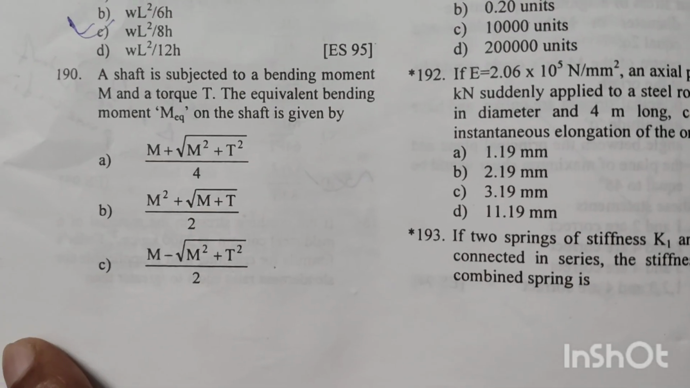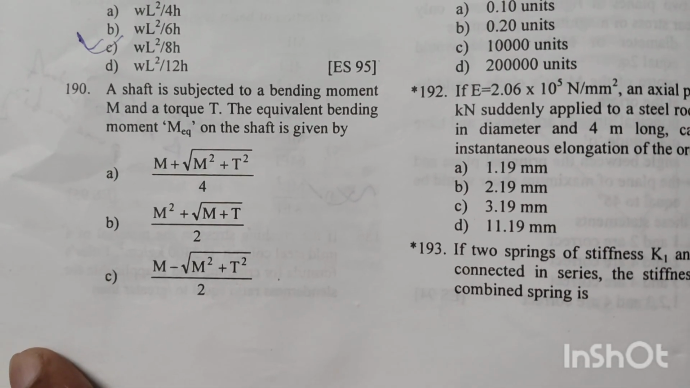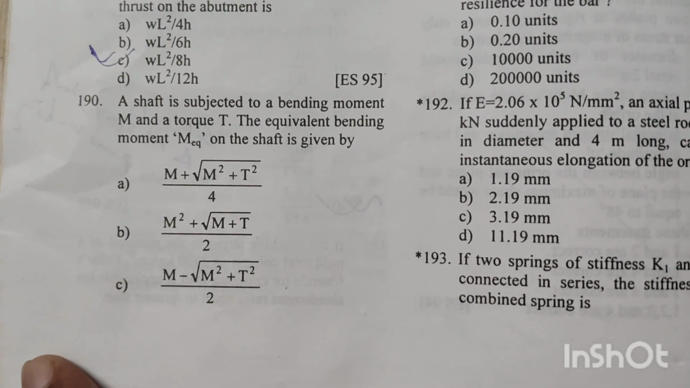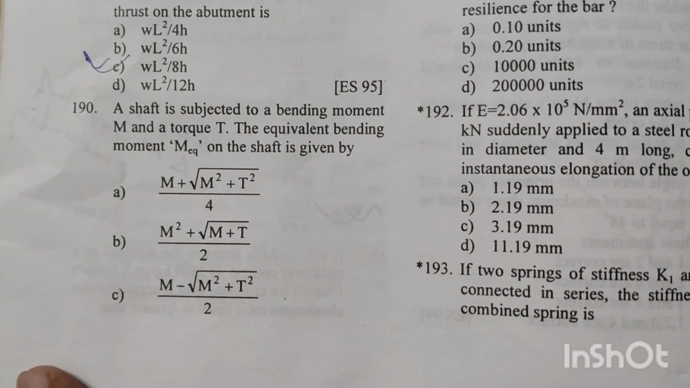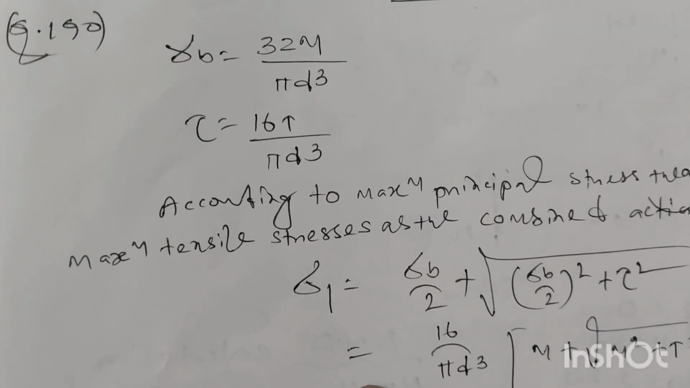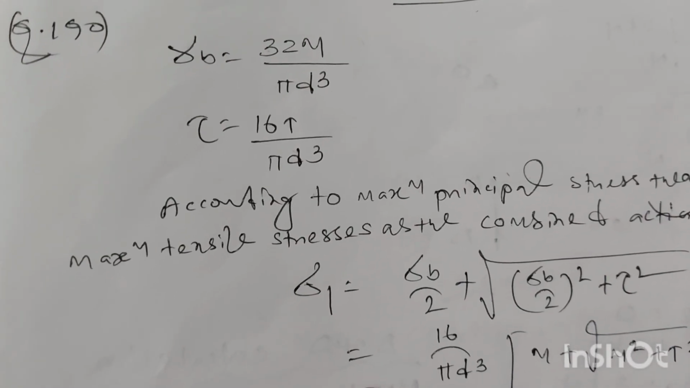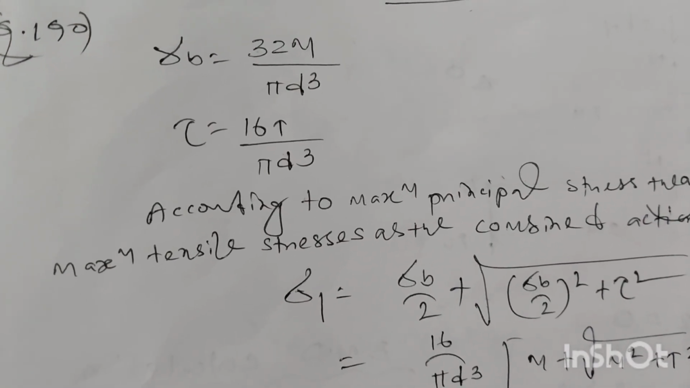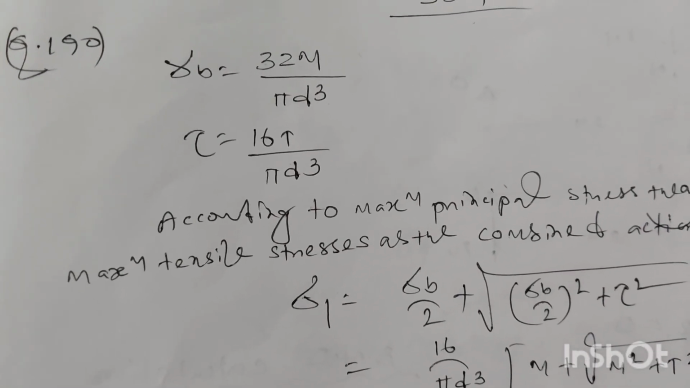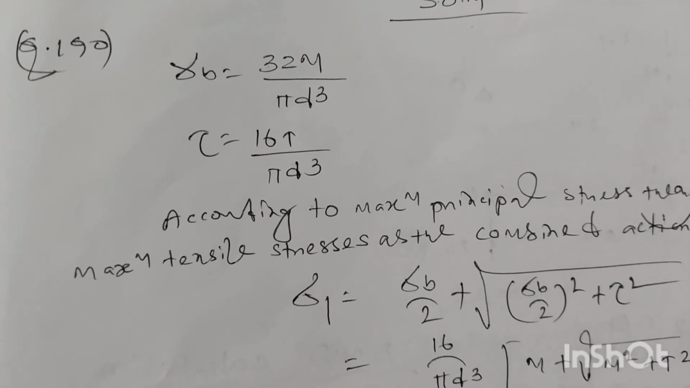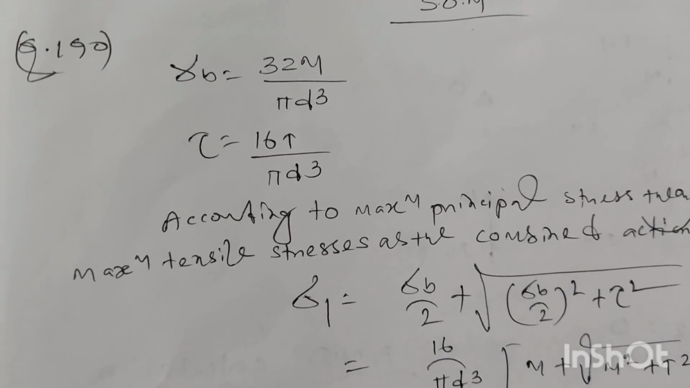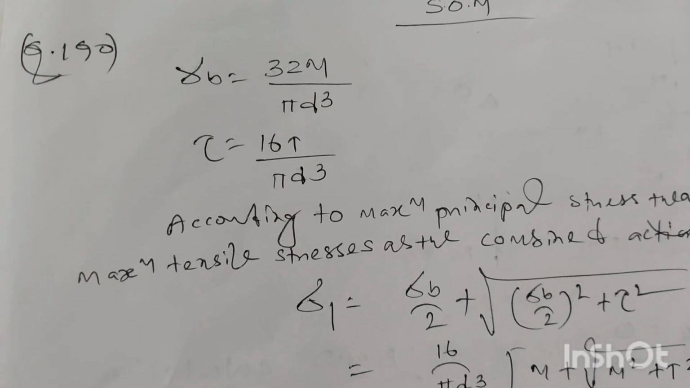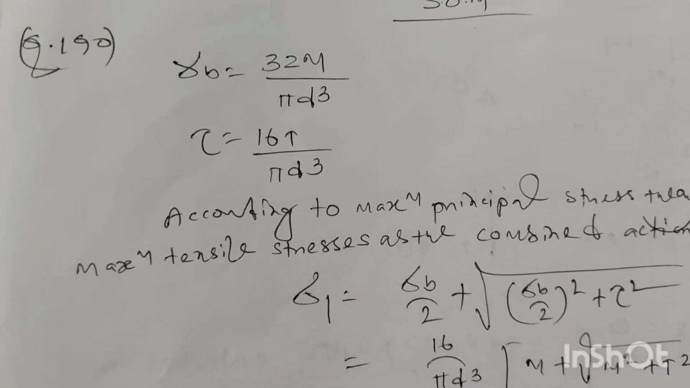For 190, a shaft is subjected to a bending moment M and torque T. The equivalent bending moment M equivalent on the shaft is given by. The formula for bending stress for a shaft subjected to bending moment M and torque T, sigma B, will be equal to 32 M divided by pi d cube, and shear stress will be equal to 16 T divided by pi d cube. M is the bending moment, T is the torque to which the shaft is subjected, and D is the diameter of the shaft.